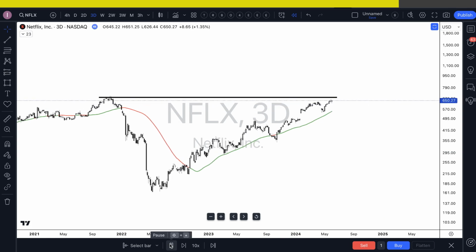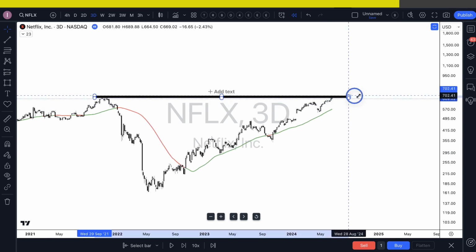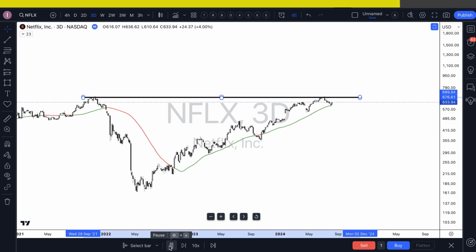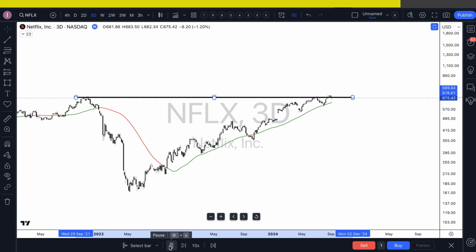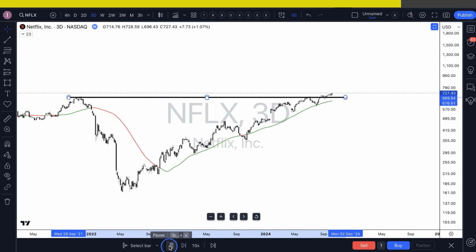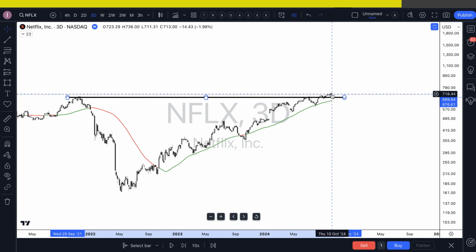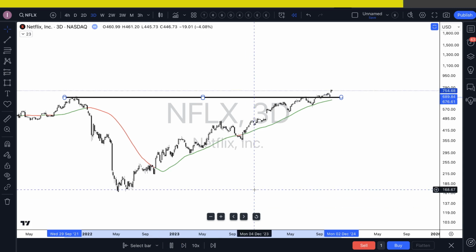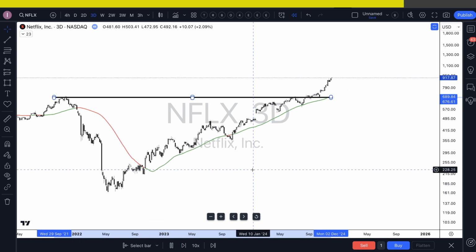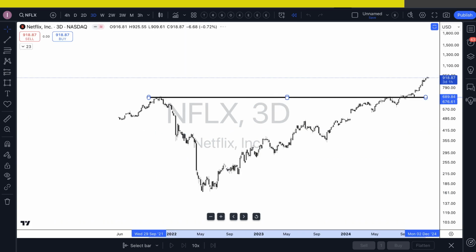Coming up on the neckline. Hit pause real quick to extend it. Got rejected. Flirting with it. So right here, we would definitely be in small position size, tight stop loss, but we would definitely be taking a position on Netflix.